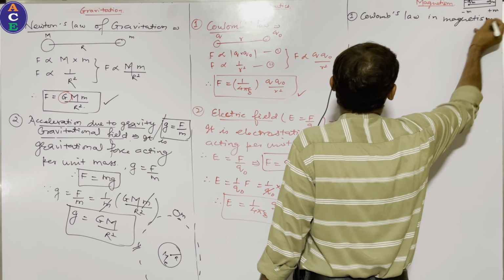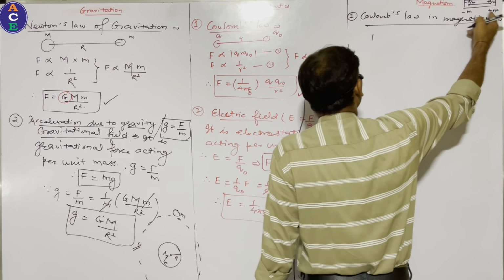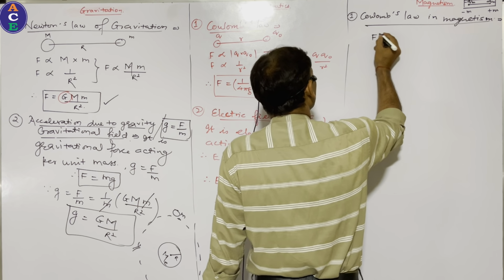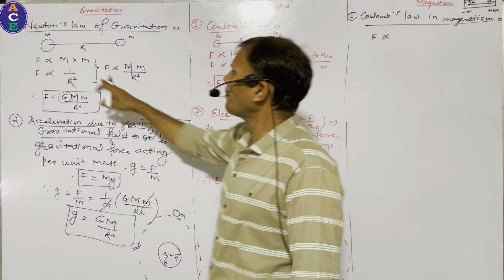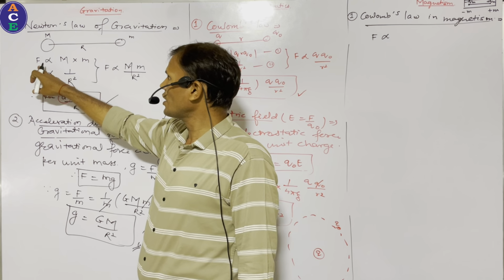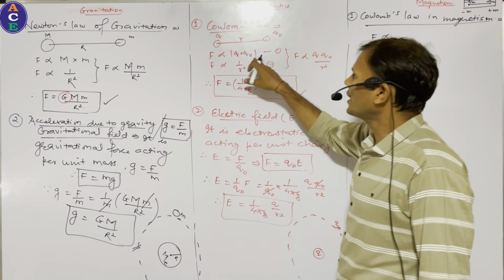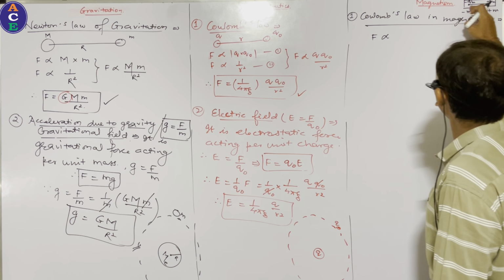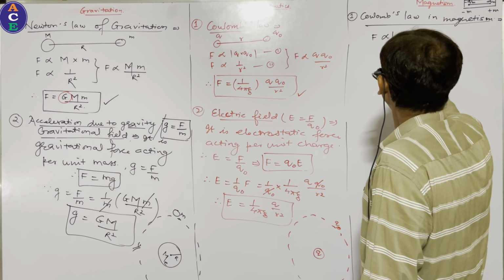तो कूलॉम्स लॉ इन मैग्नेटिज्म क्या होगा? अगेन यहां पे हम लोग बात कर रहे हैं वही सेम चीज. तो मैग्नेटिक फोर्स विल बी डायरेक्टली प्रोपोर्शनल, जो यहां पे है ग्रेविटेशनल फोर्स इज डायरेक्टली प्रोपोर्शनल टू द प्रोडक्ट ऑफ देयर मासेस. यहां पे प्रोडक्ट ऑफ देयर चार्जेस, बट यहां पे क्या है, पोल स्ट्रेंथ है, तो डायरेक्टली प्रोपोर्शनल टू द प्रोडक्ट ऑफ पोल स्ट्रेंथ.